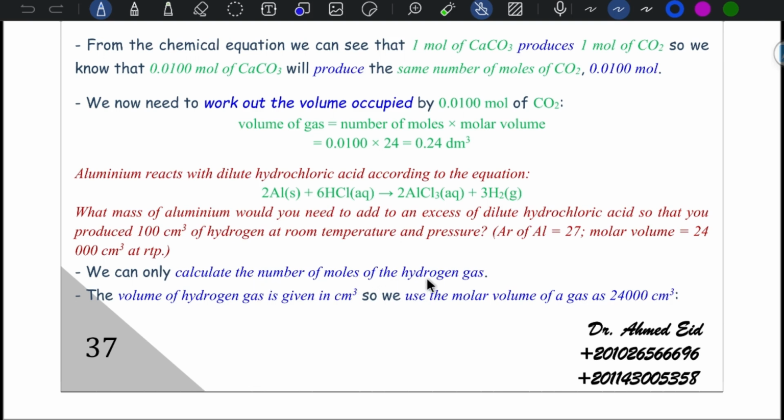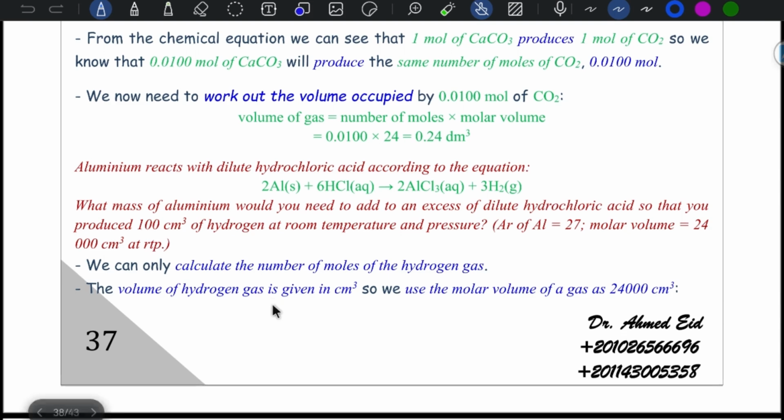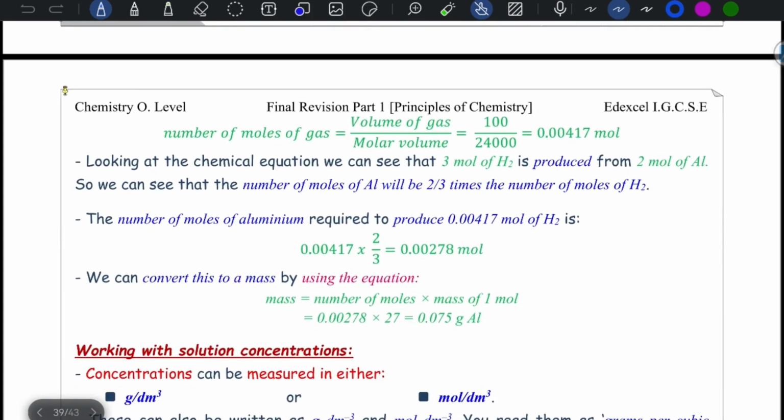Calculate the number of moles of hydrogen. Volume, right here, 100 cubic centimeter, and molar volume will be 24,000 cubic centimeter. So volume of hydrogen gas given in cubic centimeter, use molar volume as 24,000. Number of moles of hydrogen is equal to volume of gas, hydrogen, divided by molar volume, 100 over 24,000. Now we have the number of moles of hydrogen.